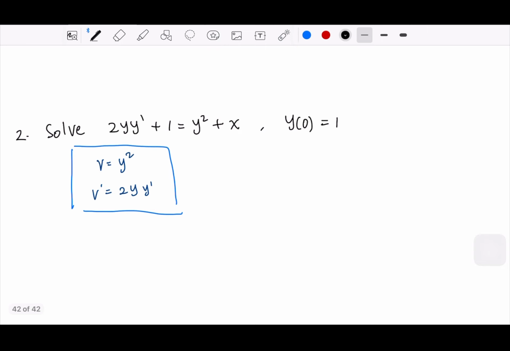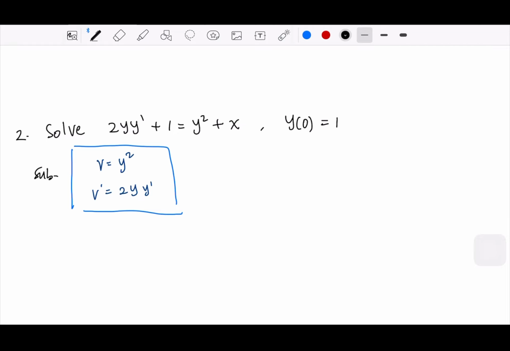So sub with this, and we get that. So when I take v as y squared, my v prime is 2y y prime because of the chain rule. So I can exchange this for y prime. y squared is v. Okay, so let's do that.